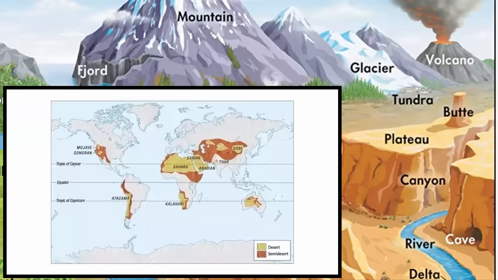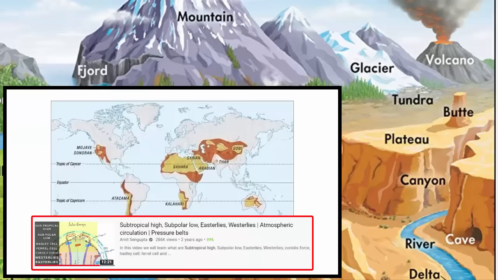Basically, a subtropical region is a high pressure zone. If you want to know why it is, then please watch this video. In this I have explained why subtropical region has high pressure. The link to this video will be there in the description.